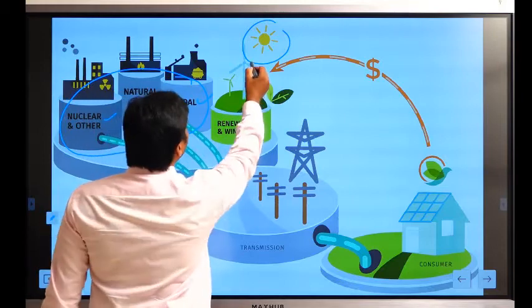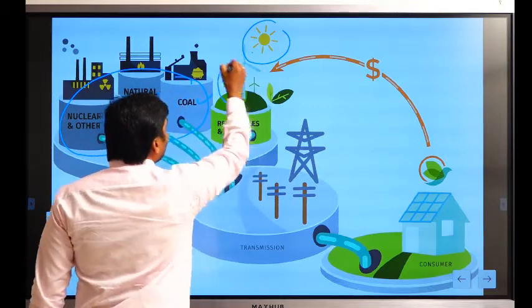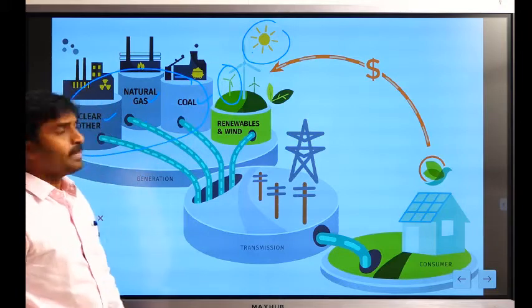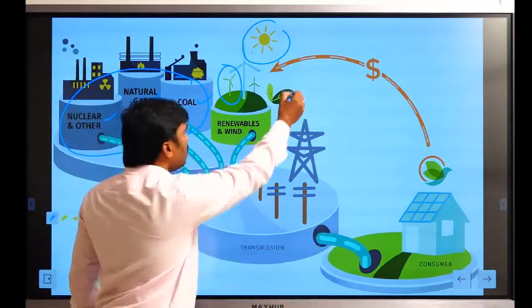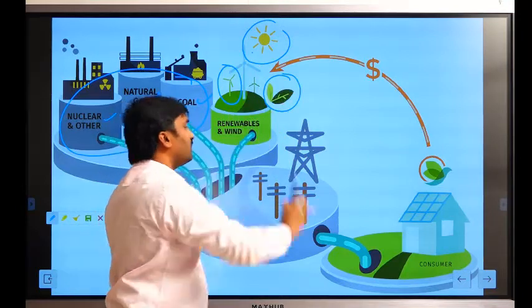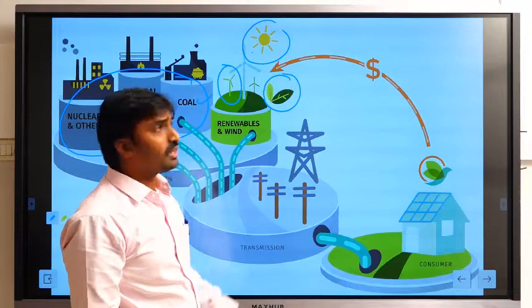And the second thing, wind energy. By using a wind turbine, we can generate electricity. So that is the wind energy. And in the same way, we are getting energy from biomass also. Biomass is nothing but living organisms, plants.